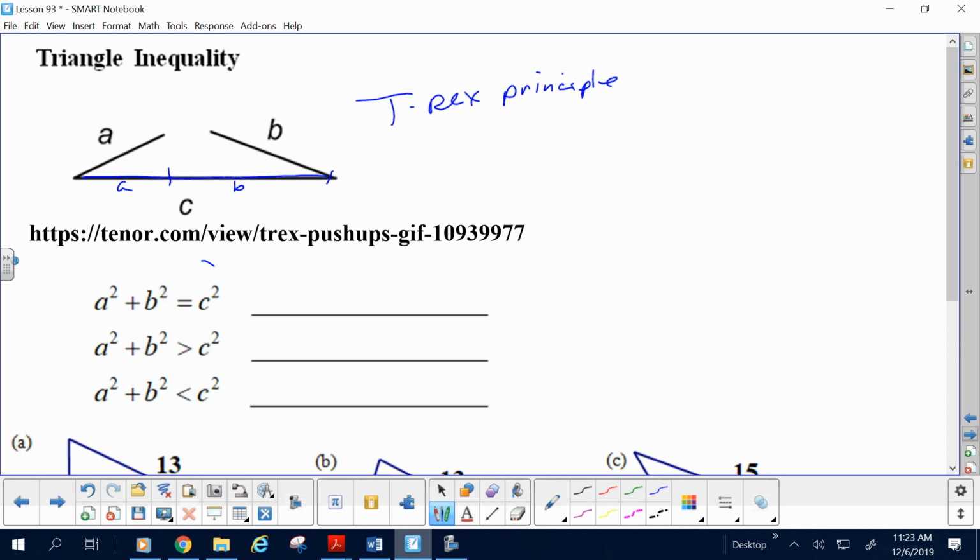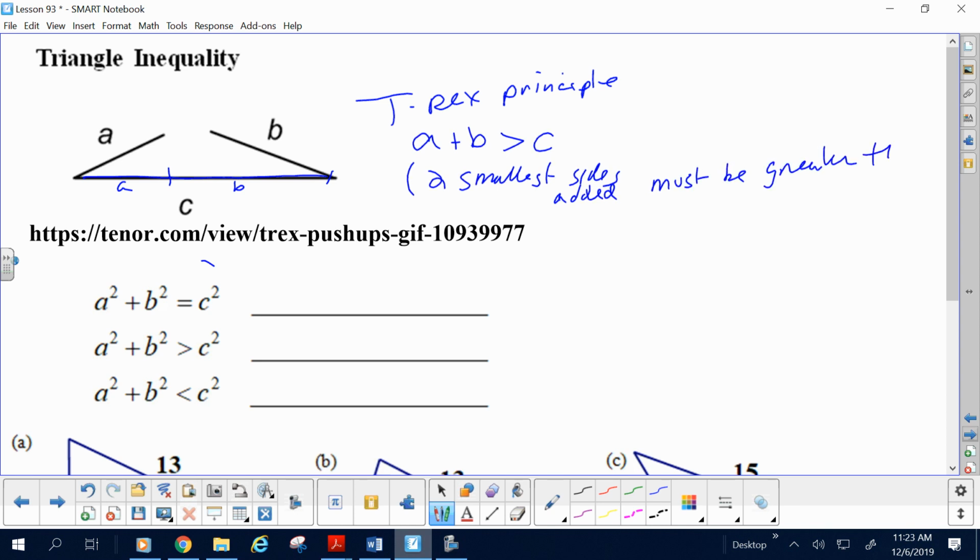Okay, so let's say it one more time. A plus B must be greater than C, or the two smallest sides added still must be greater than the third side. Even though they're small sides, they can't be so small that they don't even make a triangle. Like I said, it's the T-Rex principle.